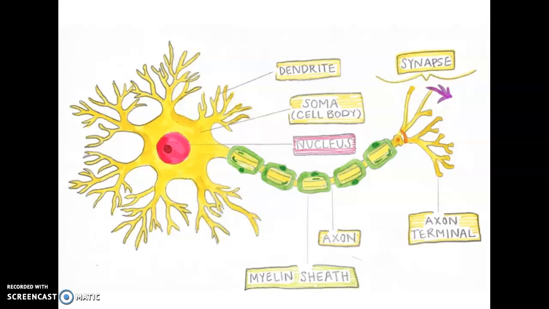Once the signal coming from the axon reaches the axon terminals, as you can see here, it takes that information and changes it into a chemical message. Axon terminals are also known as synaptic buttons. The synapse is the site of communication between two neurons.